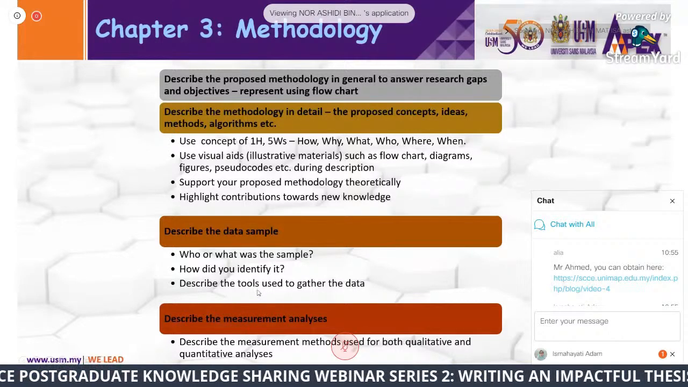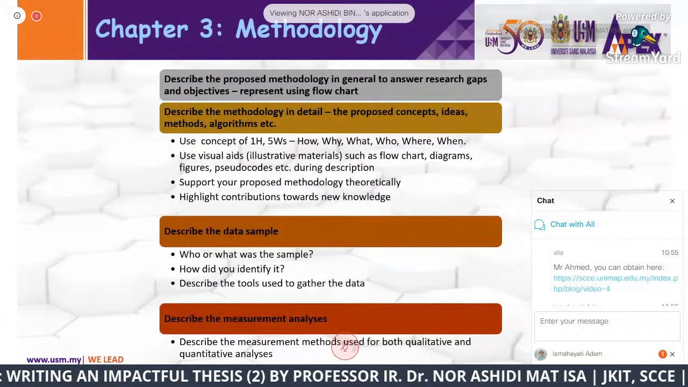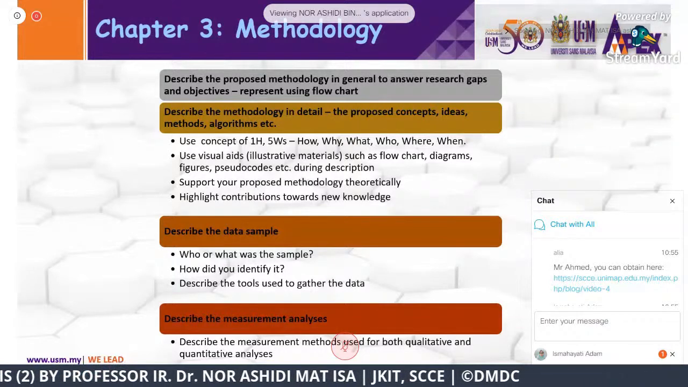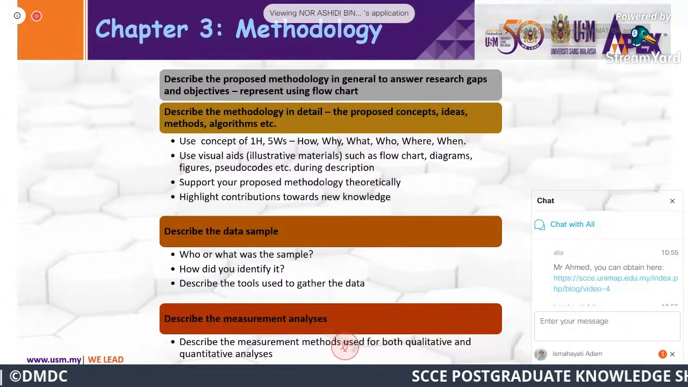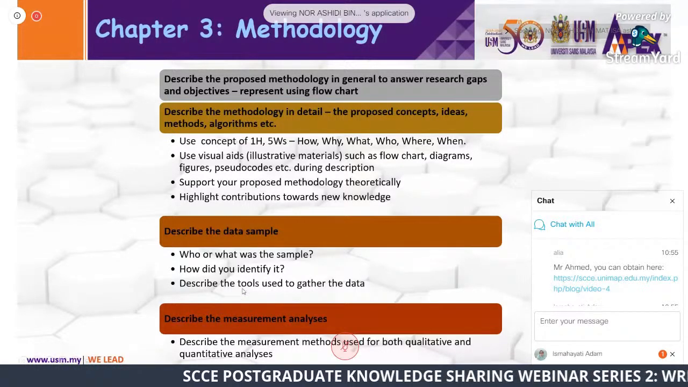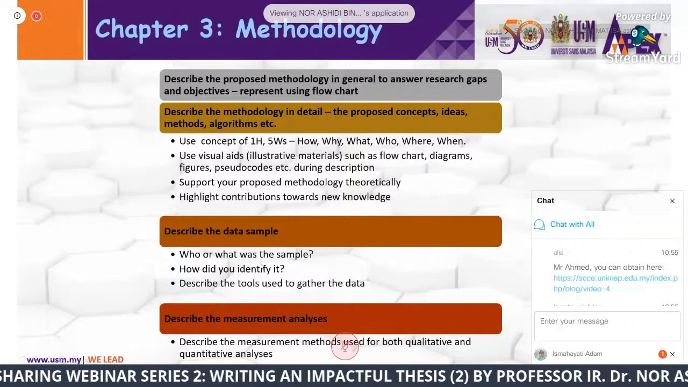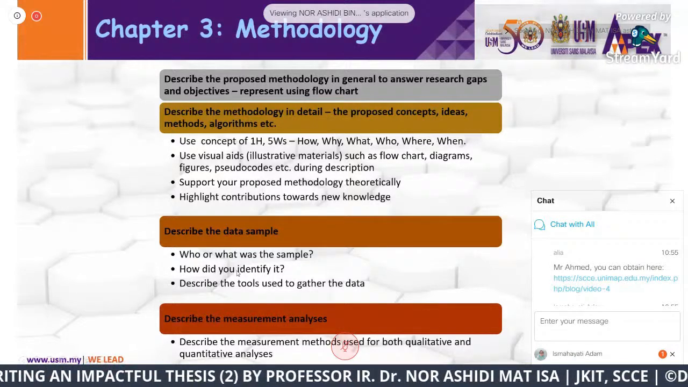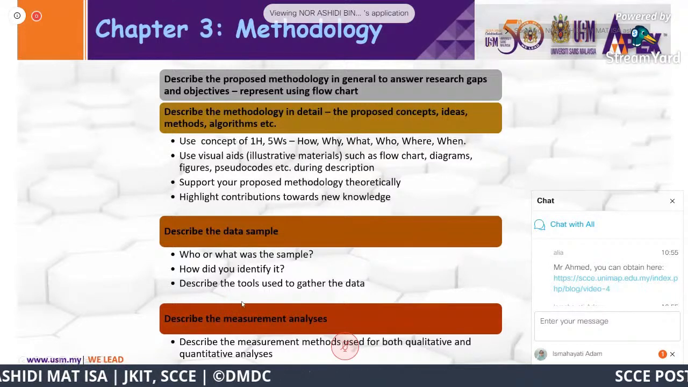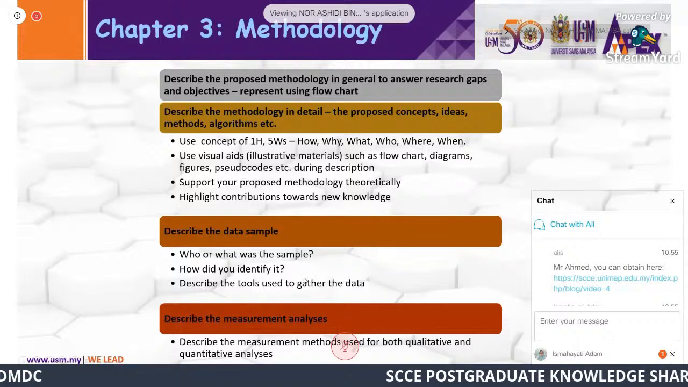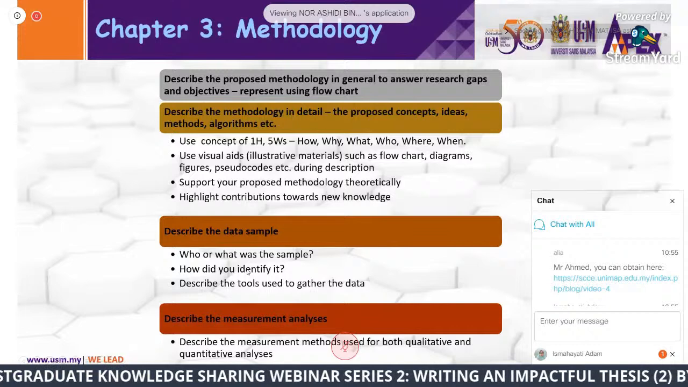Sometimes you use the wrong tools. Is your tool or your software a standard one? If it is standard, and used by other techniques, then it means that your data sample is acceptable. That's why you need to describe in detail. If you use a real case study, then you need to describe in detail what the samples are, how you identify the samples, and what tools were used to gather and capture the samples. All of this information is very important to make sure that your data is reliable and acceptable.